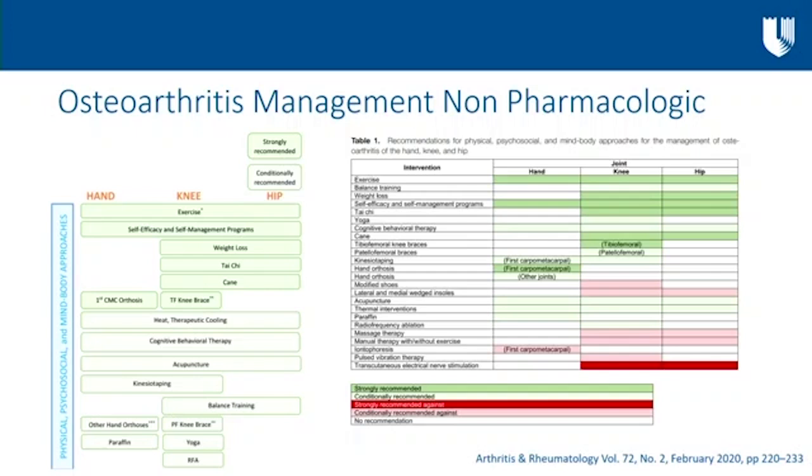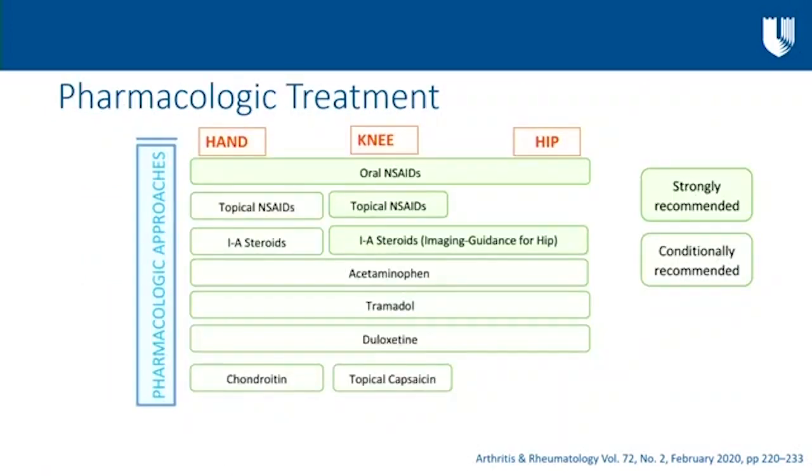And so if we think about that and we move towards our pharmacologic therapy, we have some options. Okay? So we have a strongly recommends again and a conditionally recommends. At the top of our list are oral NSAIDs. And then we have topical NSAIDs, intra-articular steroids, and then it kind of falls off a little bit.